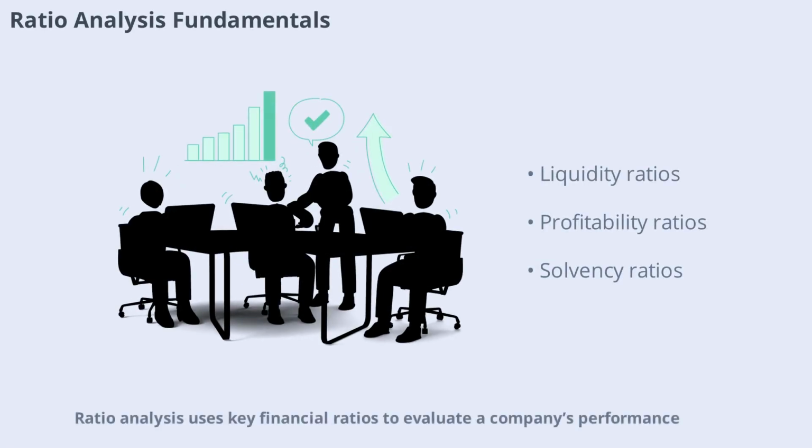Ratio analysis uses key financial ratios to evaluate a company's performance. Common ratios include liquidity ratios, profitability ratios, and solvency ratios. Liquidity ratios, like the current ratio, measure a company's ability to meet short-term obligations. Profitability ratios, such as return on equity, assess how efficiently a company generates profit. Solvency ratios, like the debt-to-equity ratio, evaluate long-term financial stability. These ratios provide quick insights into financial strengths and weaknesses.